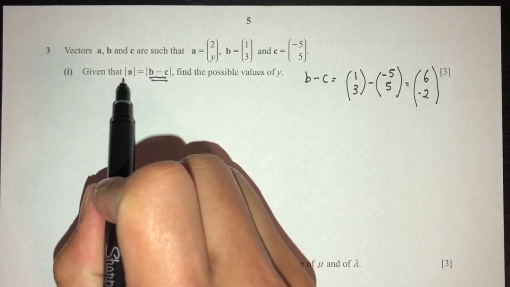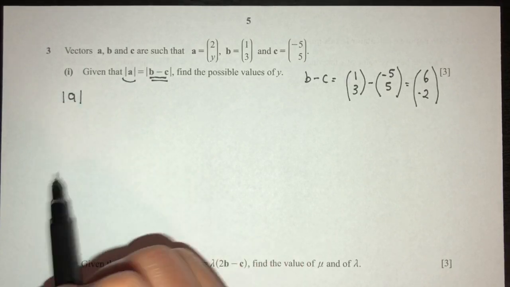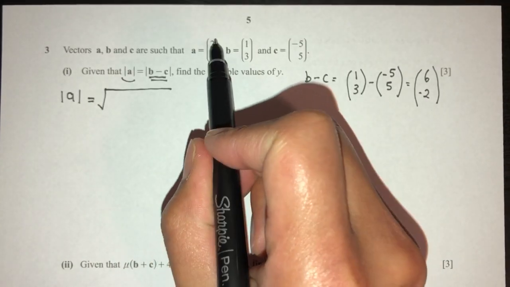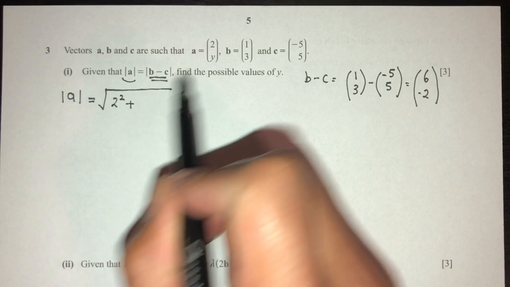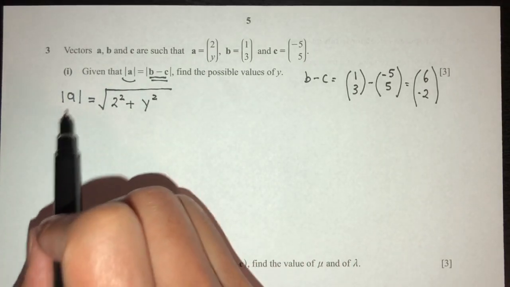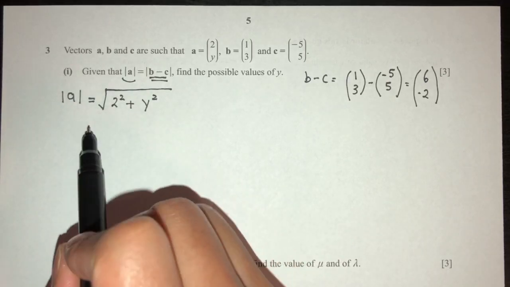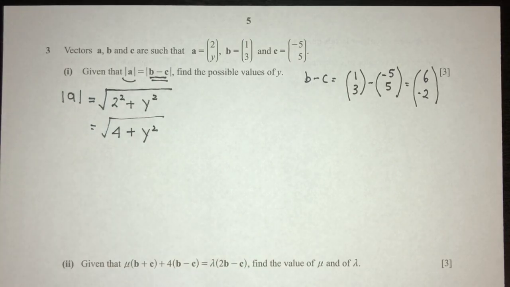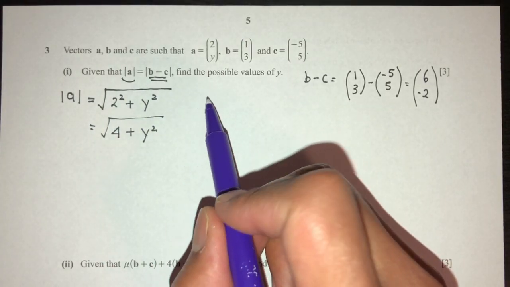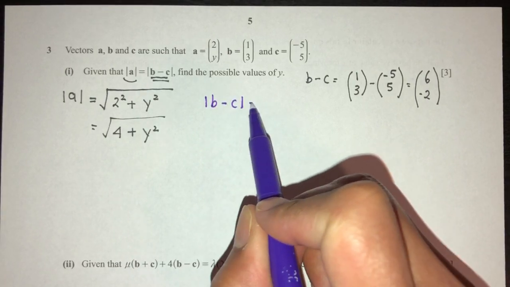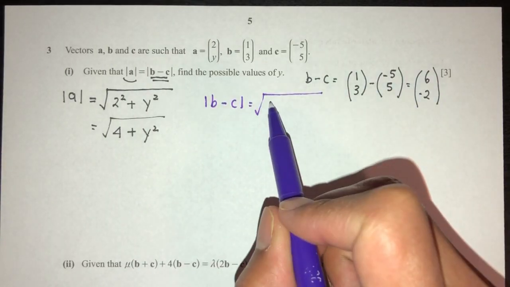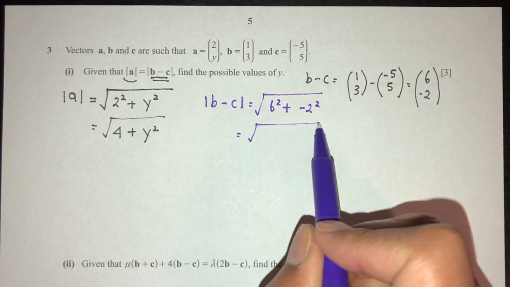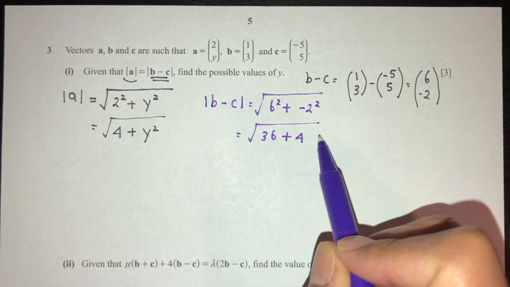Now let's find the magnitude of a. That will be equal to the square root of the first value squared plus the second value squared. That is the formula for the magnitude of a vector. Now we can simplify. That will be the square root of 4 plus y squared. Next we have to find the magnitude of b minus c. So 6 squared plus minus 2 squared. That will be 36 plus 4, that will be 40.